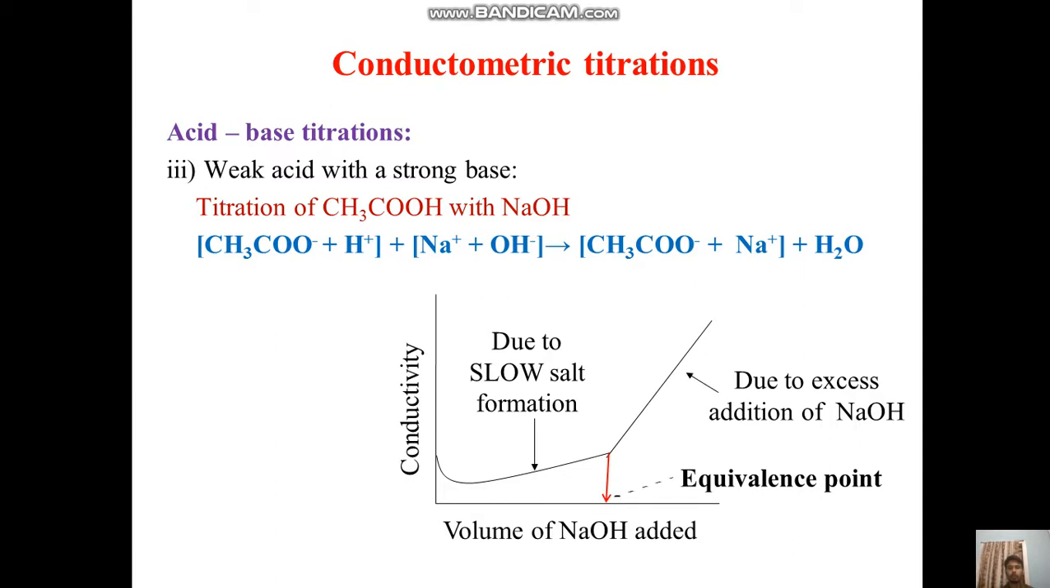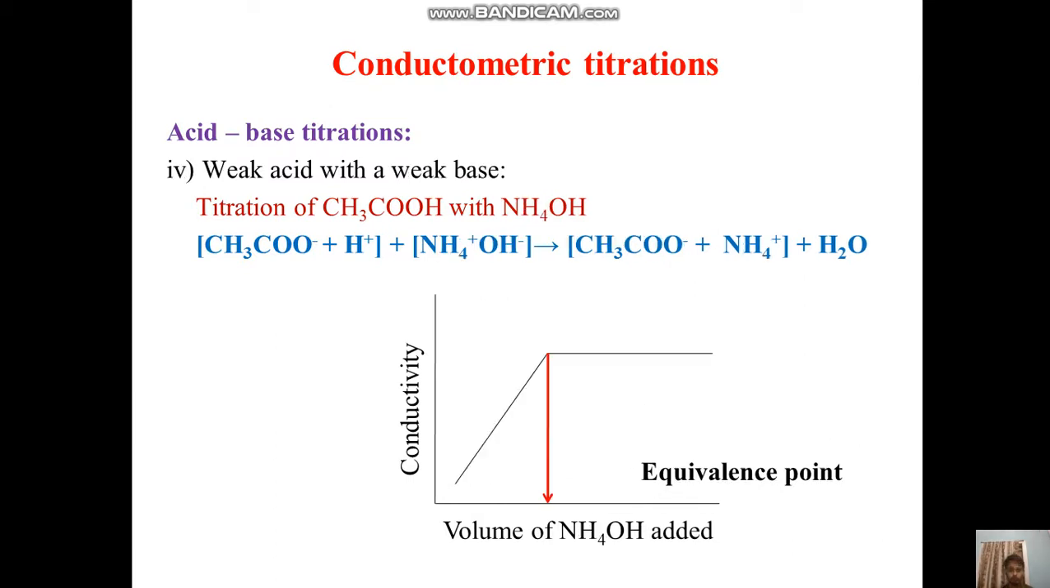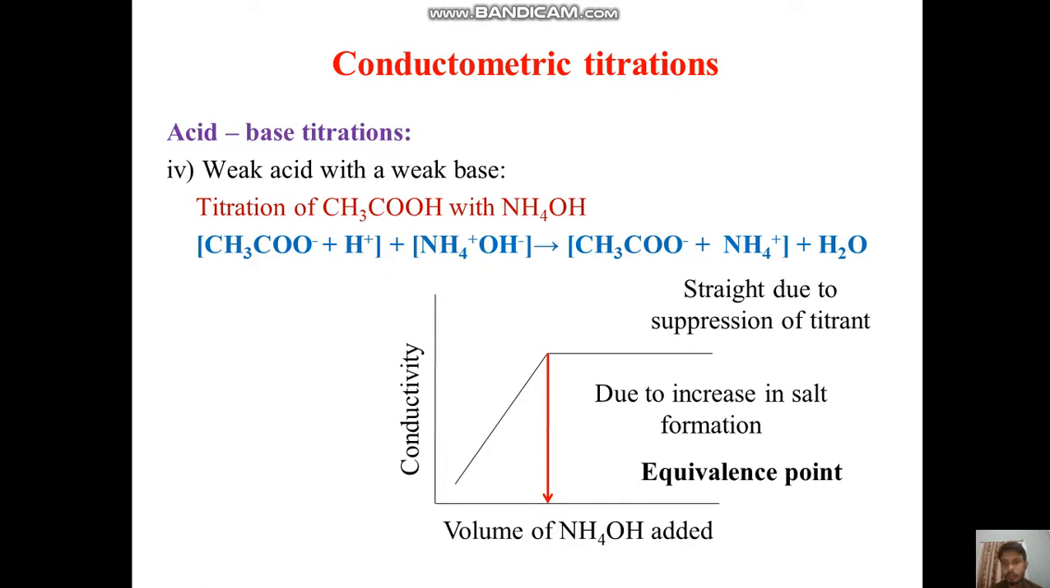And the last one we have is weak acid with weak base. Here you can see the reaction. The weak acid we are taking is CH3COOH with NH4OH. We react them, and we get this trend due to the suppression of the titrant and the increase in salt formation, and we get the equivalence point here. You can see in the middle here the bend is there. So the volume of NH4OH added is on the x-axis, and on the y-axis the conductivity will be there.